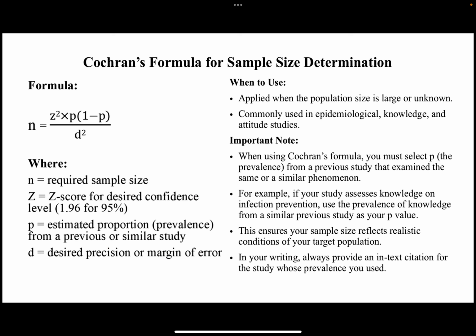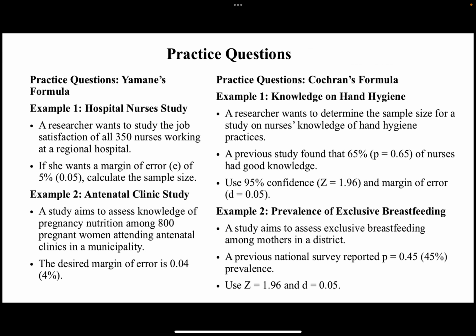Is that okay? So if, for example, in that study, maybe in a different country, they found that 40% of the nurses had good knowledge, I will use that 40%. It means that my P will be 40 over 100, which is 0.4. Then my 1 minus P will be 1 minus 0.4. Do you get it? That's how we do that calculation. Great. So let's use an example.